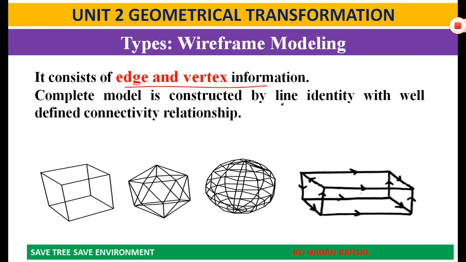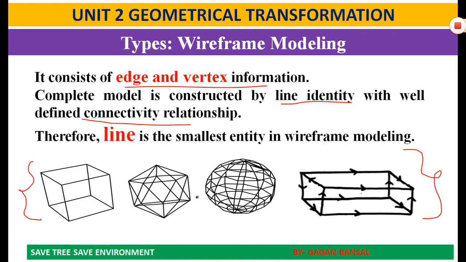Complete model is constructed by line identity with well-defined connectivity relationships. That means in wireframe modeling, the basic entity is the line that describes the entire geometry. Therefore, as I just mentioned, line is the smallest entity in wireframe modeling. Very, very important point, that line is the smallest entity in wireframe modeling.